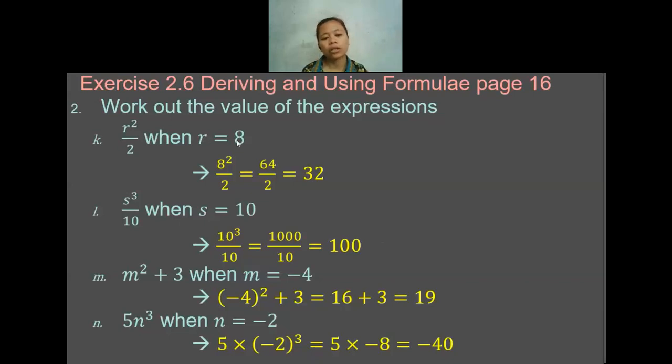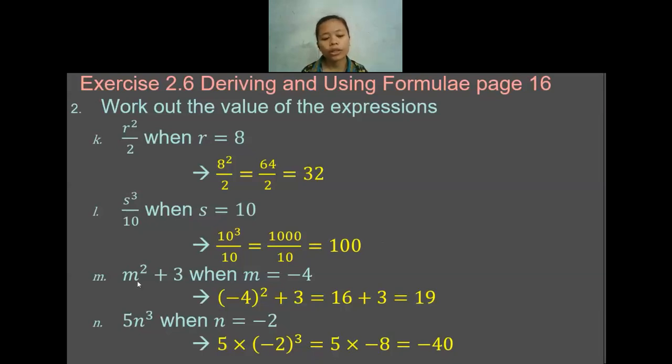The r is equals to 8, so we have r squared minus 2. 8 squared is equals to 64. 64 divided by 2 will be equals to 32. s to the power of 3 divided by 10. The s is 10. So we have 10 to the power of 3 divided by 10. We have to finish the 10 to the power of 3 first. 10 to the power of 3 will be equals to 1000. 1000 divided by 10 will be equals to 100.